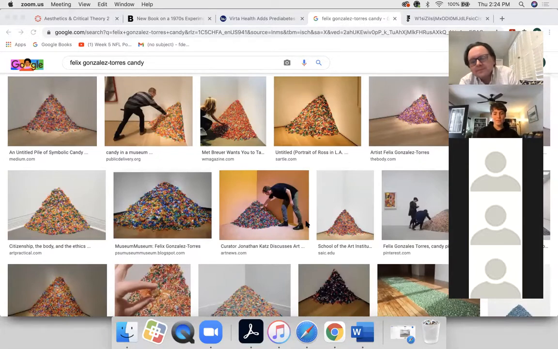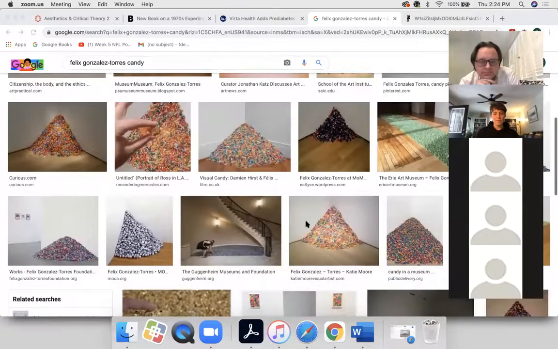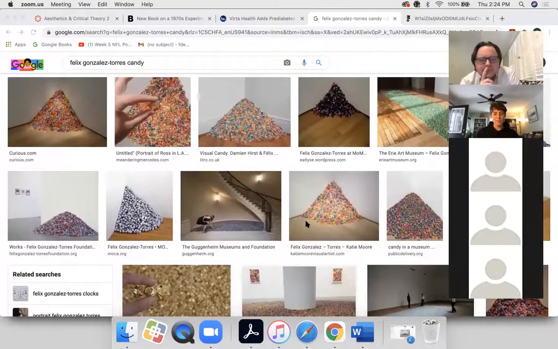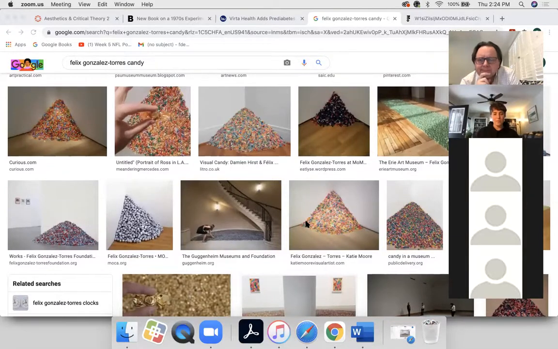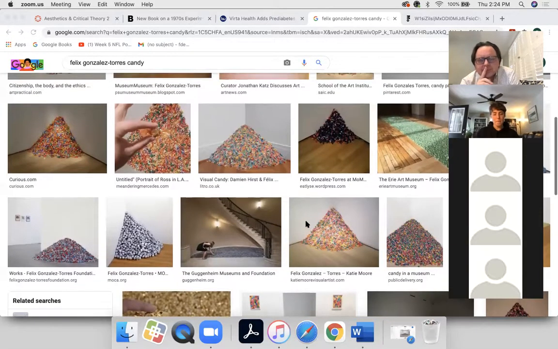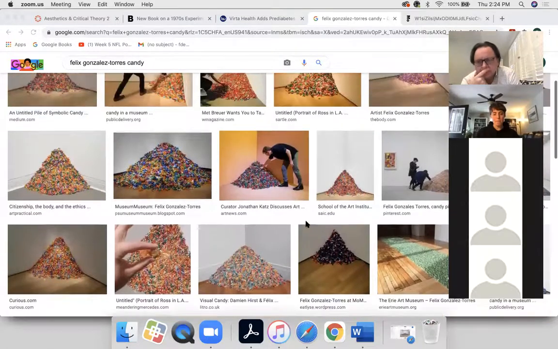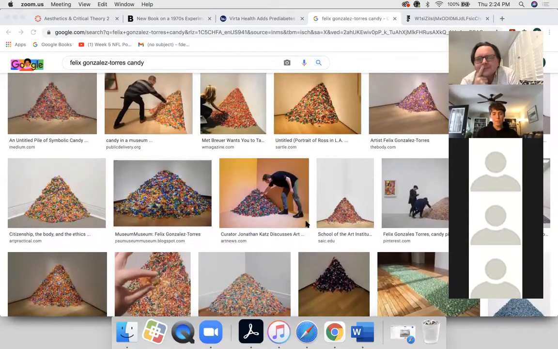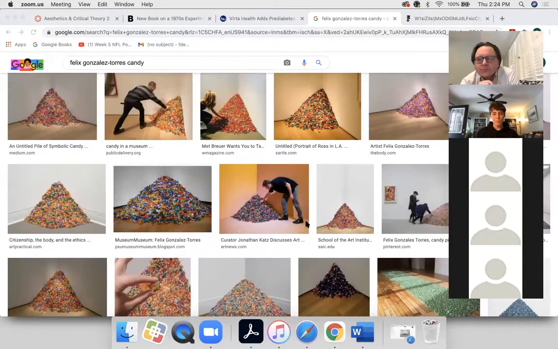Yeah, sure. So Felix's partner died of AIDS, and the candy is the exact weight of his partner before his diagnosis. Throughout the day, viewers are supposed to take candy to show the diminishing of his weight as he got sicker and eventually died, but it's also about finding joy in those moments of life. A lot of Felix's work is about mortality, but also finding joy and the passing of time. Yeah.